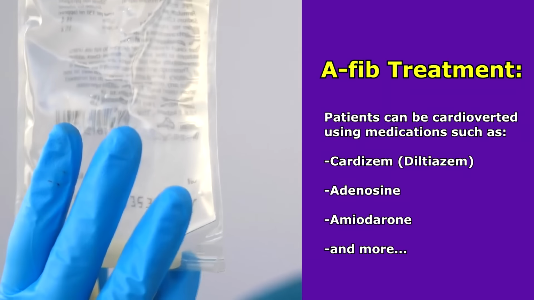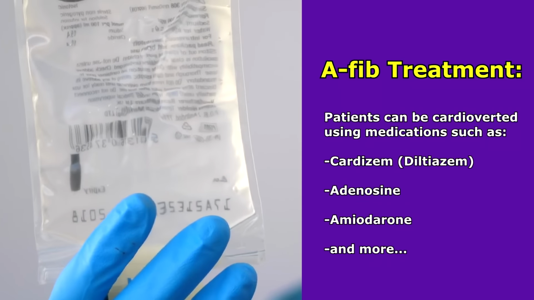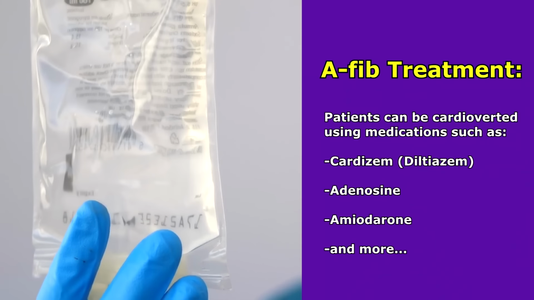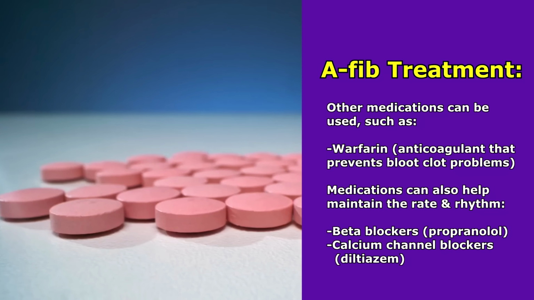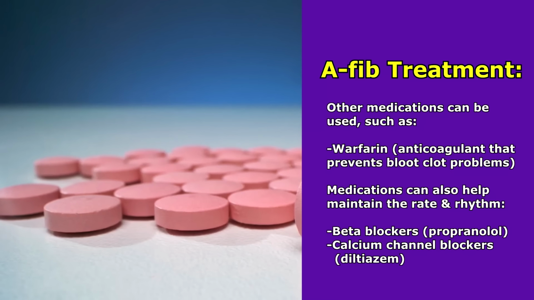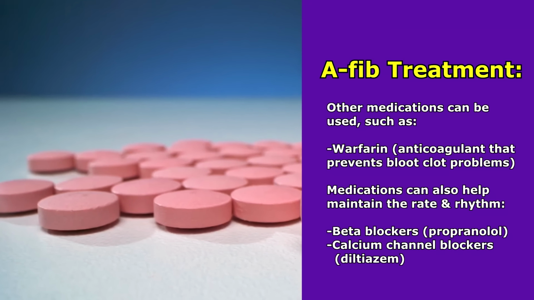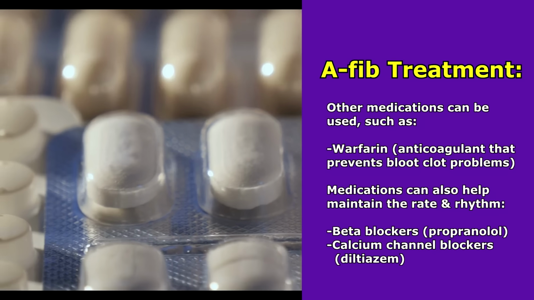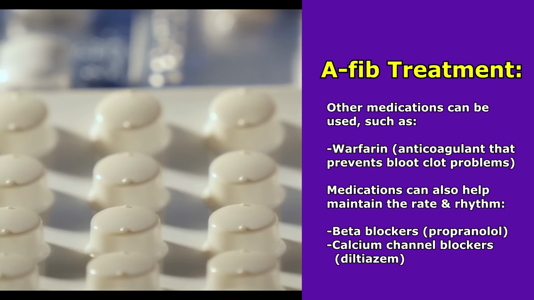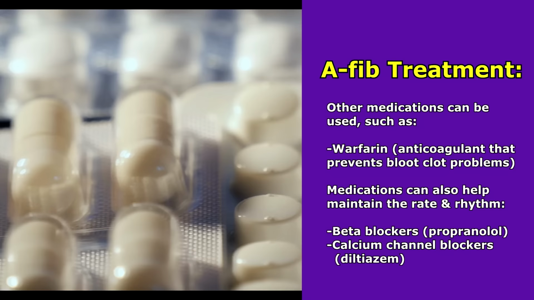And medications that can be used for that are like Cardizem, which is known as diltiazem, also adenosine, amiodarone, or other types of medications. And then some other medications that you want to be familiar with as a nurse are those anticoagulants. One type is warfarin, also known as Coumadin, and this is just going to help with clot formation, preventing that. And then the patient can be prescribed beta blockers, for instance like propranolol, or calcium channel blockers, diltiazem in pill form, just to help maintain a normal rate and rhythm.